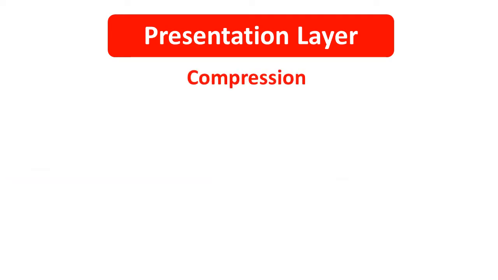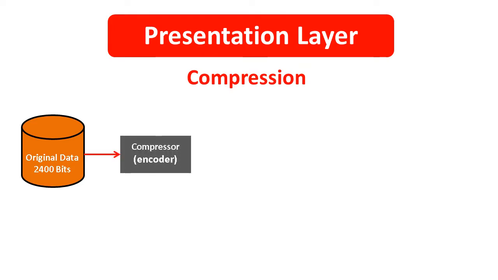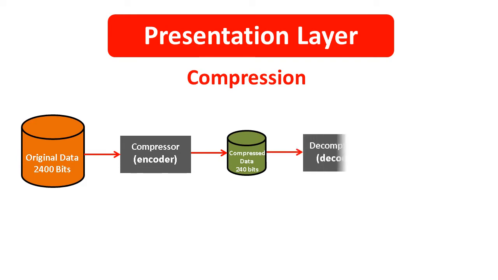Compression. To minimize the size of any data, compression is used by the presentation layer to reduce the number of bits that need to be transmitted across the network. But again, the compressed data is further decompressed at the receiver end.